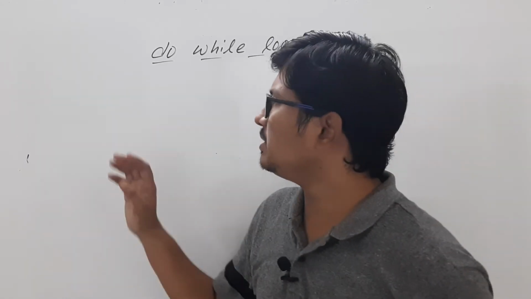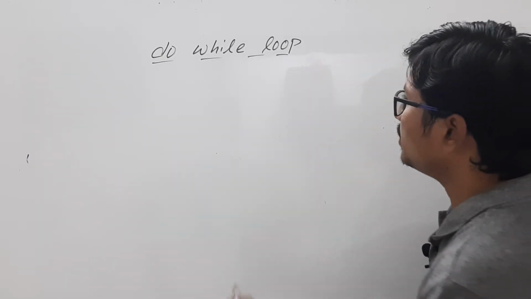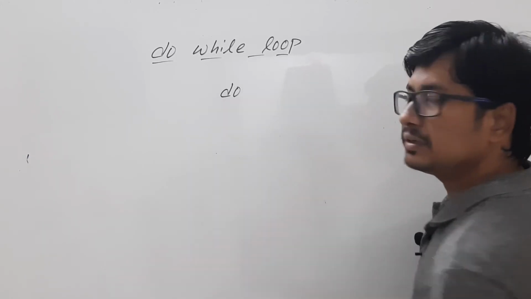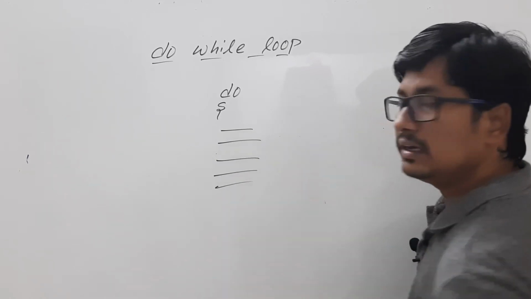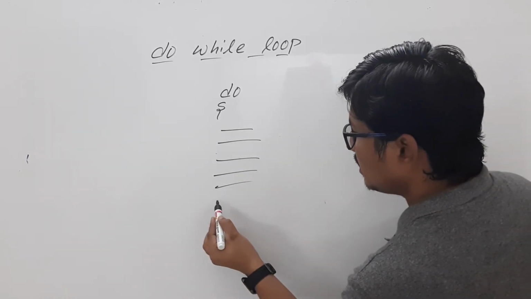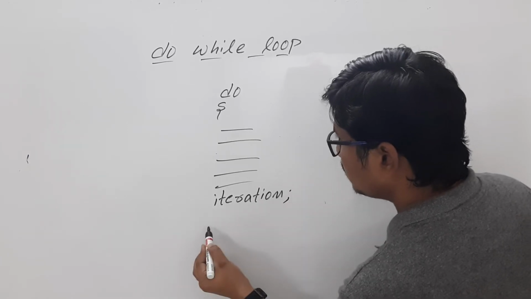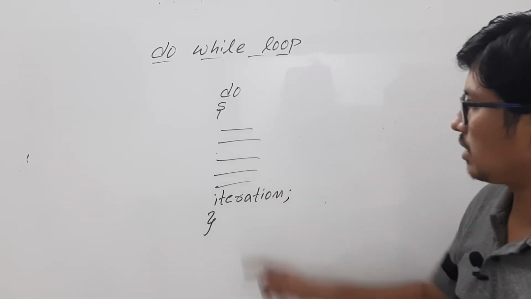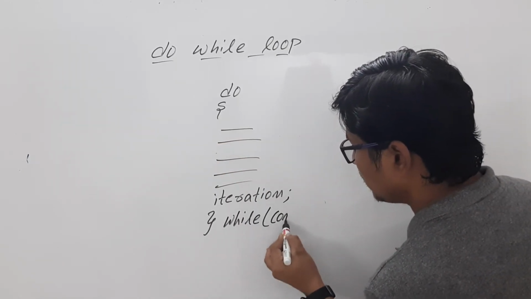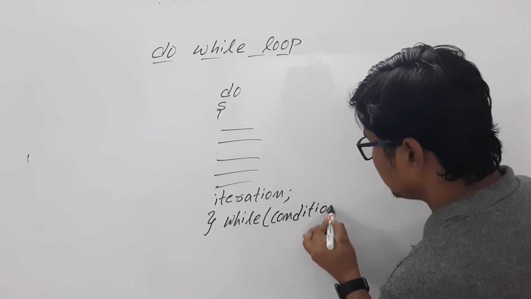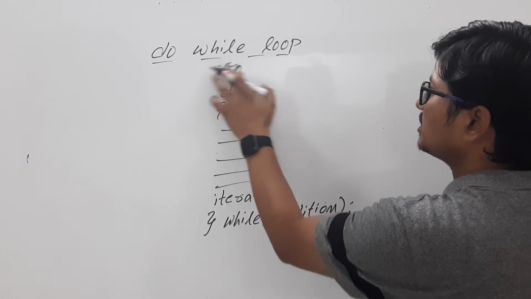So now let me discuss the syntax of the do while loop. You will have the do keyword, and then you will have the statements, and then here you will have the iteration, and then you will have the closing curly brace, and you will have the while keyword, and then you will have the condition. And before the do you will have the initialization.